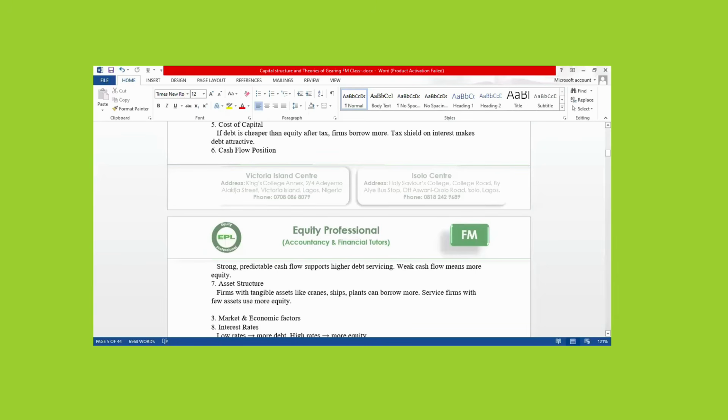But a service firm with few assets, a service firm with intangible assets, rely more on equity finance. So your asset structure can determine the choice of your capital structure.